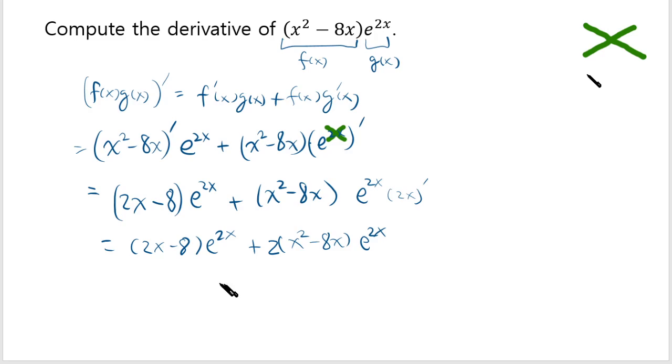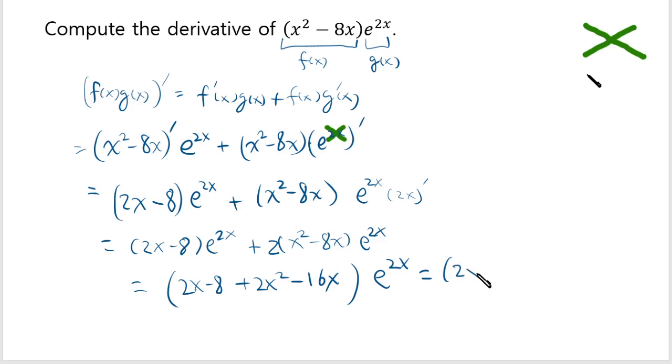Okay? Now, let's see. They both have e to the 2x, so let's simplify by factoring the e to the 2x out. You get 2x minus 8 left, and you get 2 times (x squared minus 8x) left, so this is 2x squared minus 16x, and I can see that 2x and negative 16x are like terms, so I put them together, so you get (2x squared minus 14x minus 8) e to the 2x as the simplified answer.